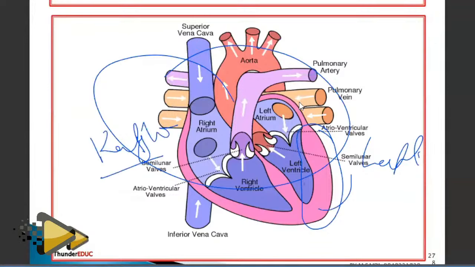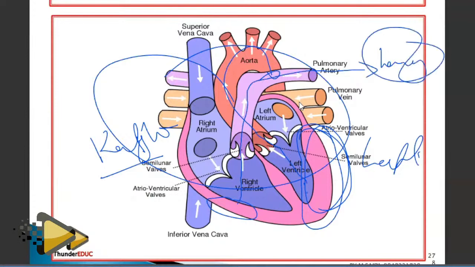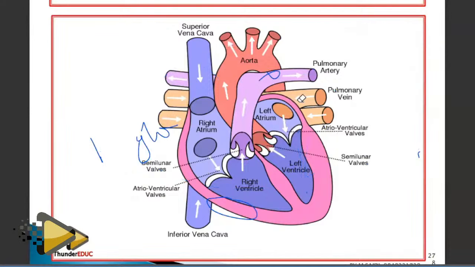We say that this one is thick. The ventricle here is thick because it pumps blood to the rest of the body, so it requires high pressure. While this side is thin because it pumps blood to the lungs. The lungs are just next to the heart, so it requires less pressure. But if you are pumping blood to the rest of the body, then automatically you require high pressure. That's why this side is thicker than this.